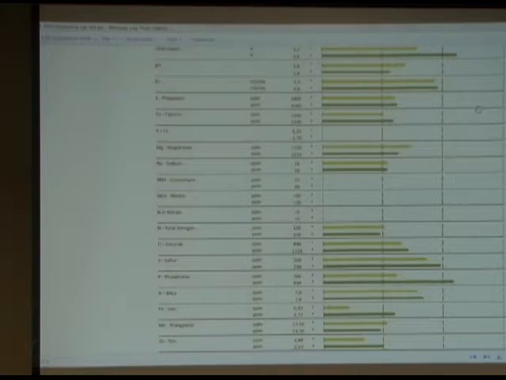So, any other thoughts, questions on that SAP analysis report?